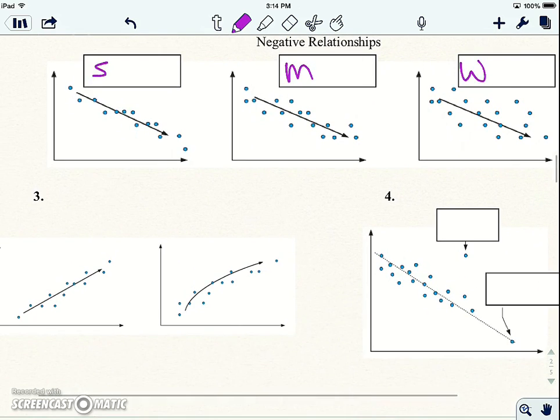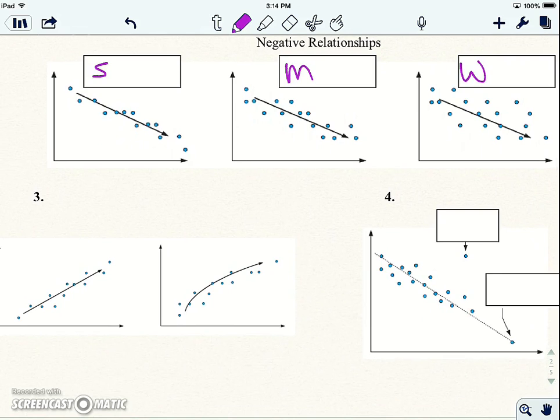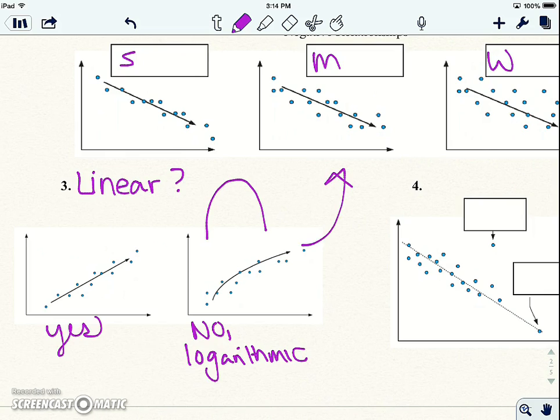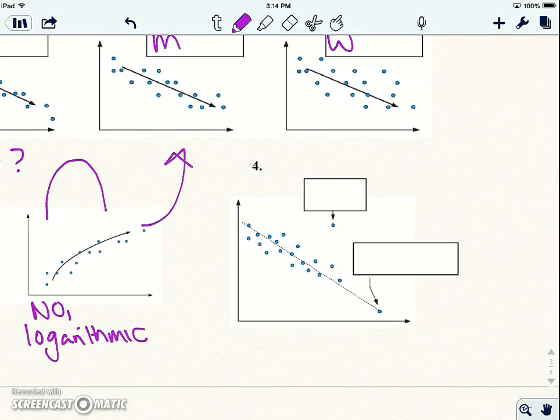All right, the third thing we want to look for is, is it even linear? Yeah, this one is. This one, no. This is more logarithmic. Sometimes they'll come in a parabola. Sometimes they'll be exponential. So you have to look to see, is it even linear? There are other things we can do if it's not. And lastly, the fourth step is to look for outliers.